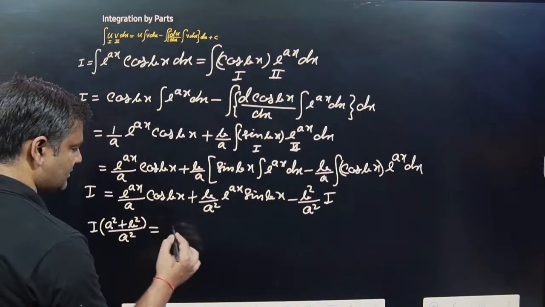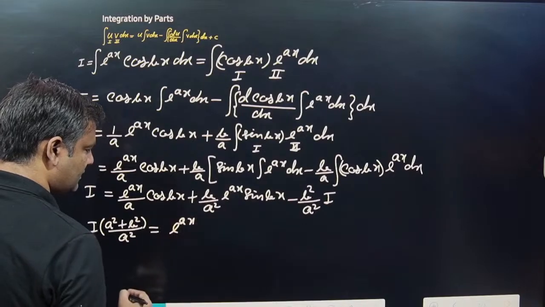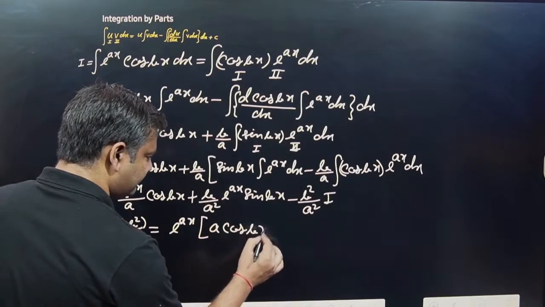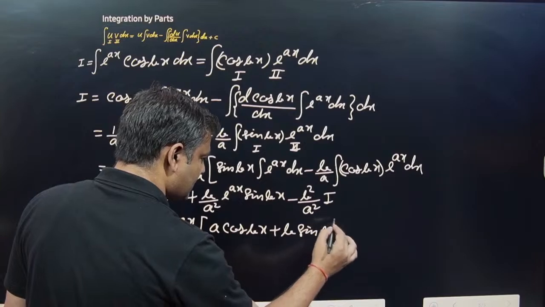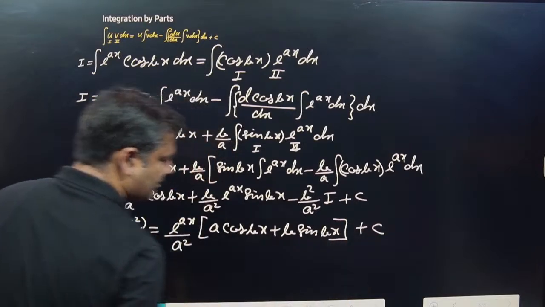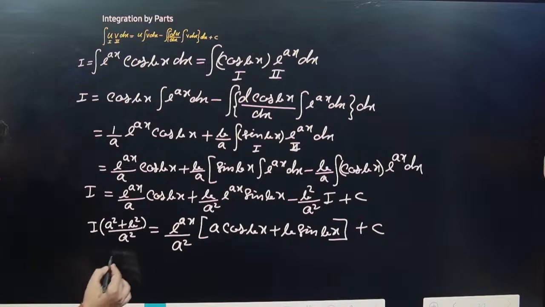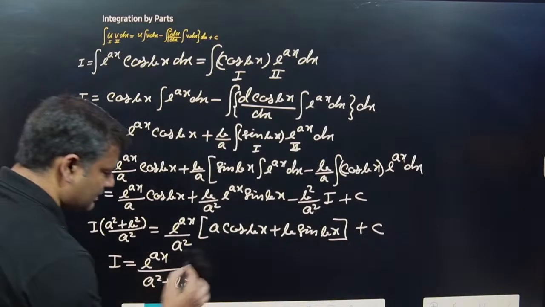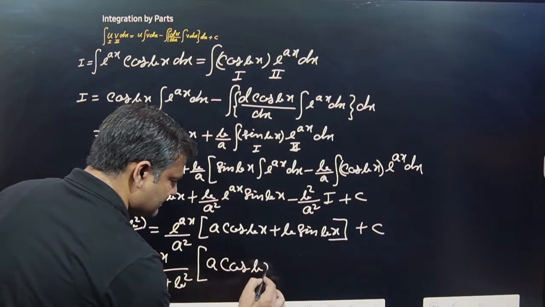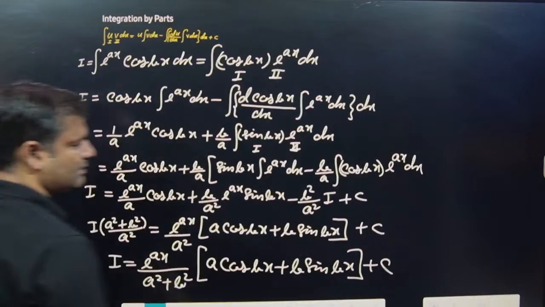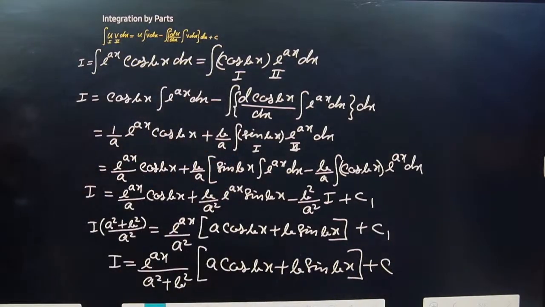how much? Take the LCM, e to power ax, so a into cos bx plus b into sin bx divided by a square, and plus c also adding here. So a square cancels. Simply I is equal to e to power ax divided by a square plus b square, in bracket a cos bx plus b sin bx, plus c. If here it is C1, then C1 divided by a square plus b square is replaced by another constant C. I hope it is clear? Make it.